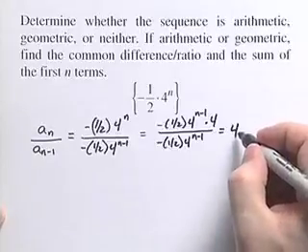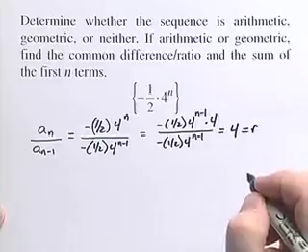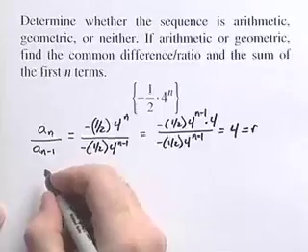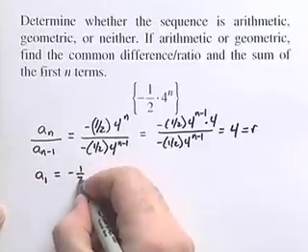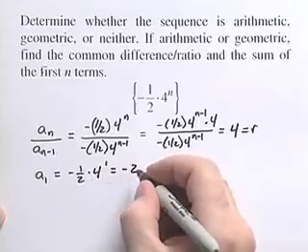We've done this in general terms, so what we've shown is that the ratio of consecutive terms in our sequence is a constant. That constant is 4. That's our common ratio, r. The first term, a sub 1, will be negative 1/2 times 4 to the first power, so we'll end up with negative 2.